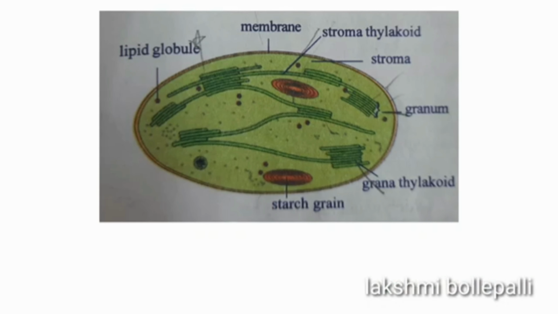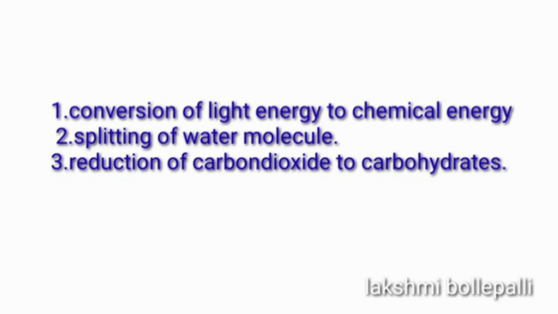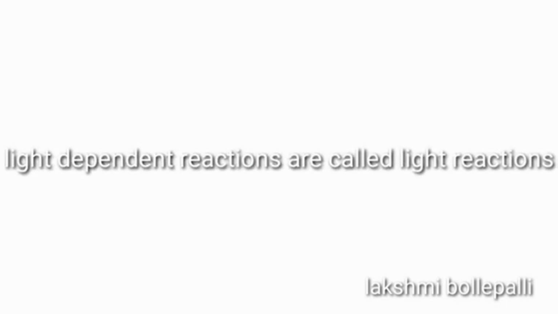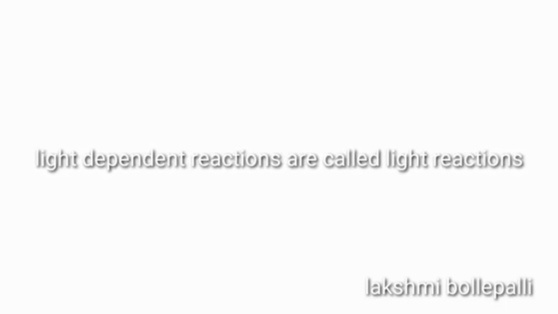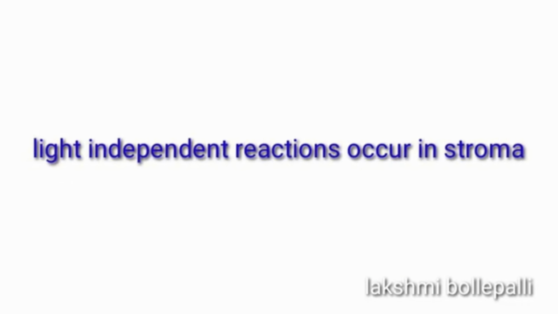During photosynthesis, several events occur in the chloroplast. Some of them are conversion of light energy to chemical energy, splitting of water molecule, that means photolysis of water. Next, reduction of carbon dioxide to carbohydrates. Light dependent reactions are called light reactions, and it has been found to take place in grana, while the rest are called light independent or dark reactions, and they occur in the stroma.